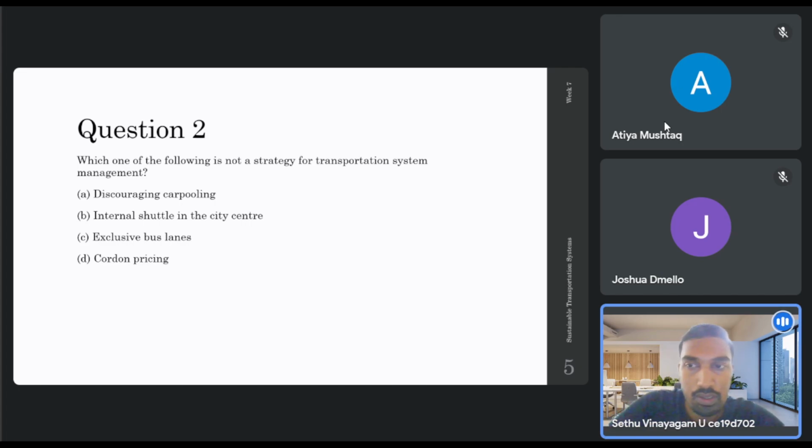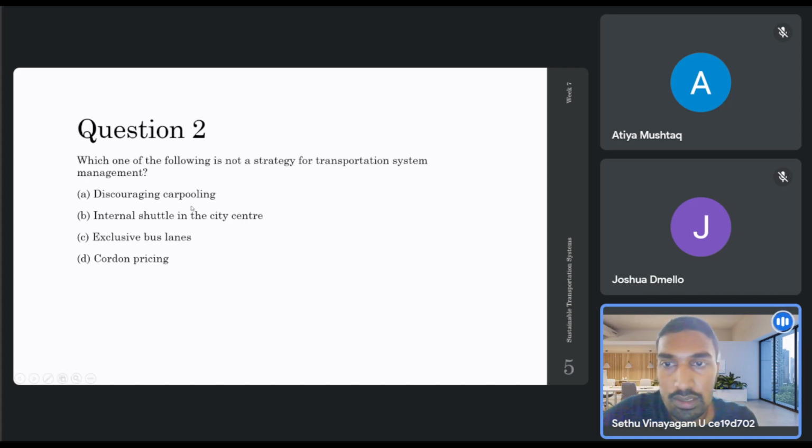Under these, we looked at different options of doing that. So a variety of strategies were discussed under the systems management. Given here are some of these different strategies. One is carpooling, another is providing internal shuttles in the city center area, then exclusive bus lanes and cordon pricing. Cordon pricing may also be known as congestion pricing. So here we have to see which will enhance the sustainability.